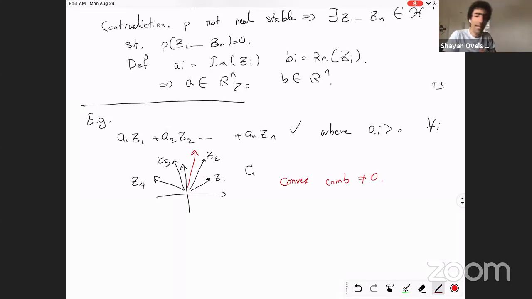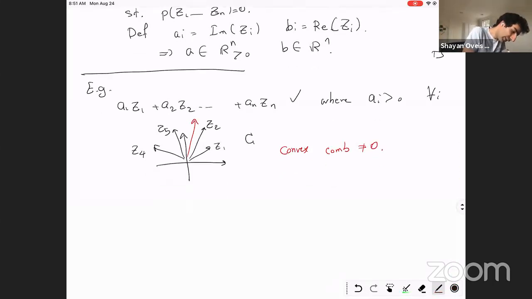So this says that any linear polynomial, as long as it has positive coefficients, is real stable. And positive coefficients matter a lot here, because if they are not positive, then it's not. So a non-example is z1 minus z2. Sorry, this is a linear polynomial, but it's not real stable.